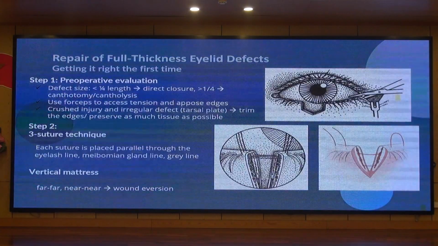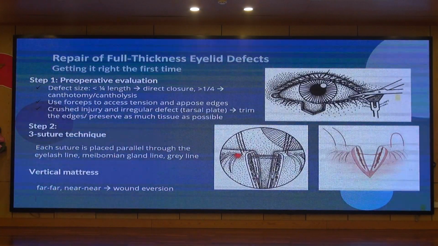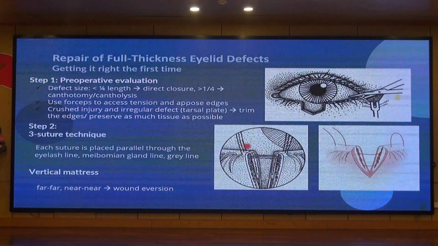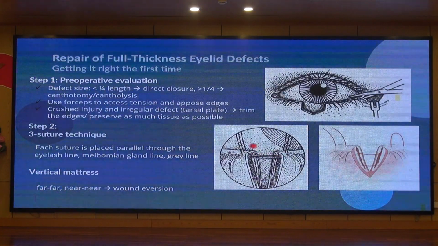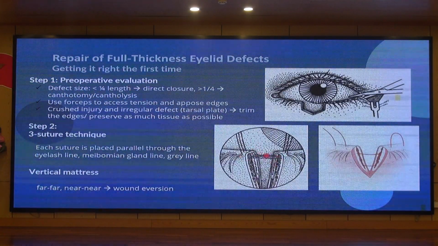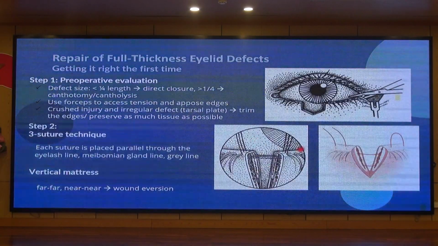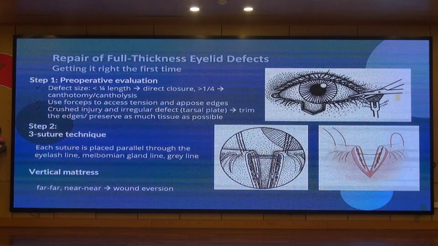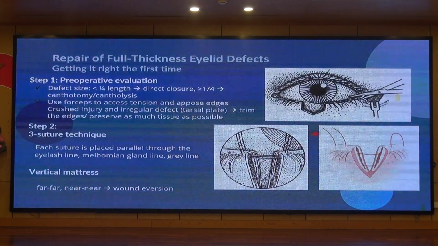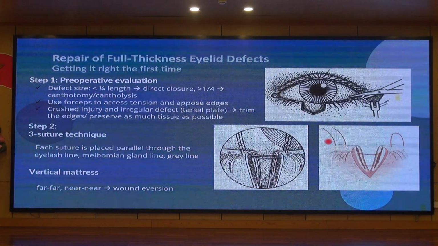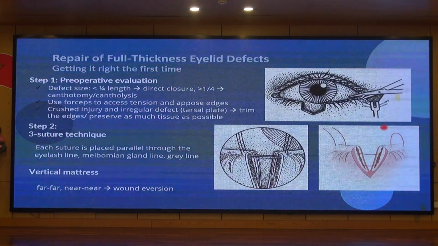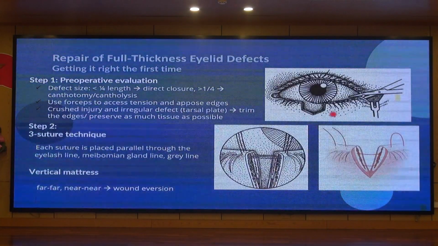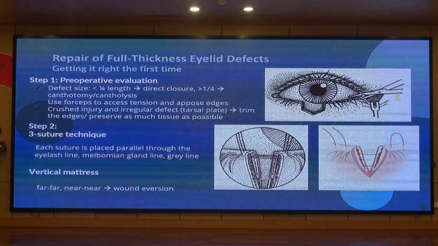There are 2 suture techniques we can do. The first is straight suture, where each suture is placed parallel to each other through the eyelash line, through the gray line and through the meibomian gland line. The second technique is a vertical mattress. You go in from the far side to the far side and go in from the near side to the near side.